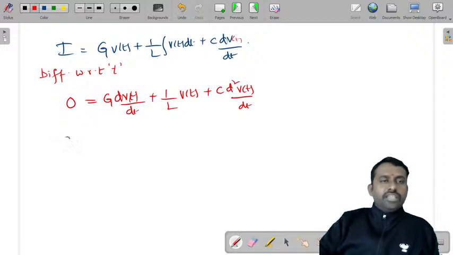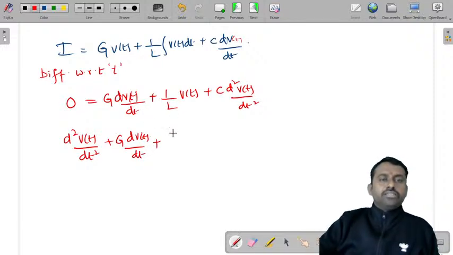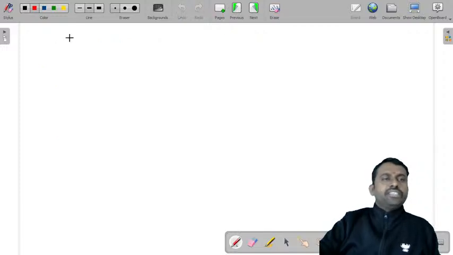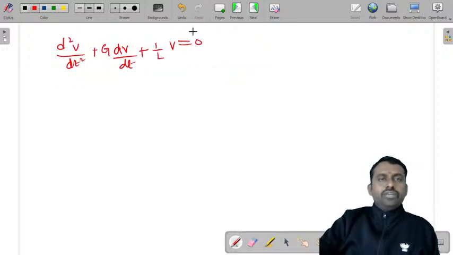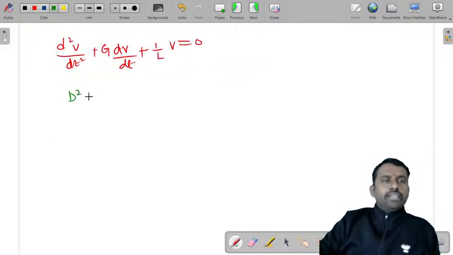Now this is a second order differential equation: d square V of t by dt square plus G dV of t by dt plus 1 by L into V of t is equal to 0. So this is the differential equation. What is that? d square V by dt square plus G dV by dt. I'm just writing V instead of V of t. The other term is 1 by L into V is equal to 0. Can I write this equation as d square?